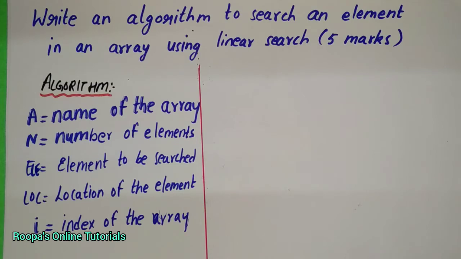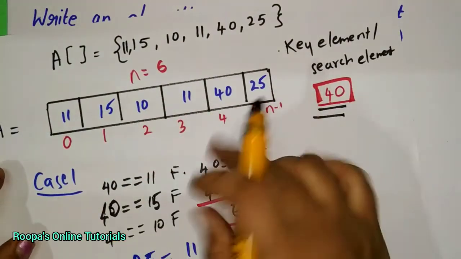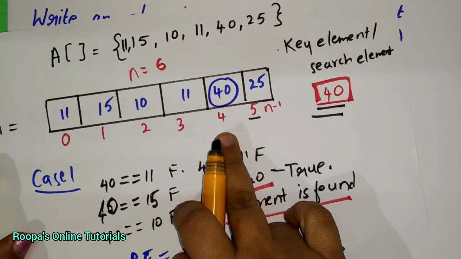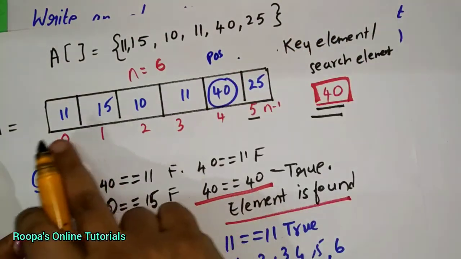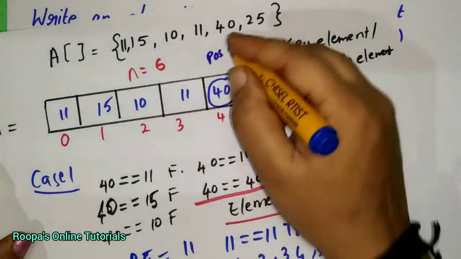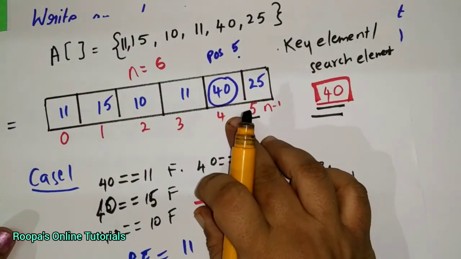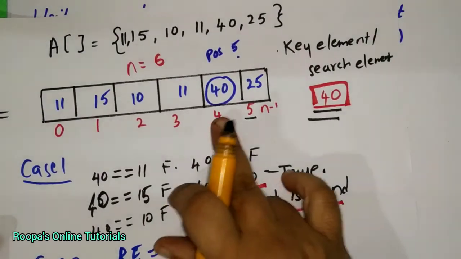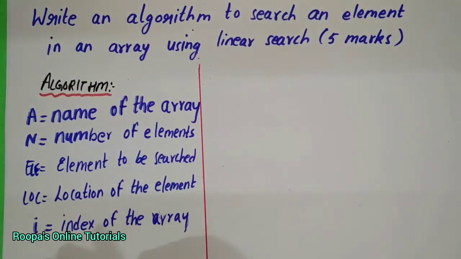element is found. Okay, for example here, which we took this 40 as the key element, isn't it? The location of the element is 4. Okay, but what is the position of this element? The position of this is 1, 2, 3, 4, 5. It is always the location plus 1. Okay, so here the position of the element is 5, whereas the index value is 4. Okay, and I is the index of the array.